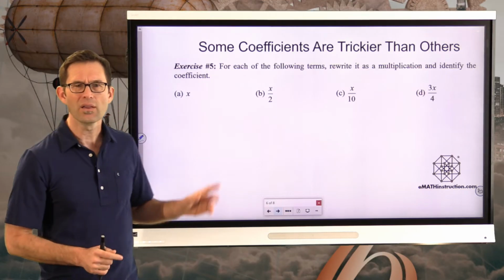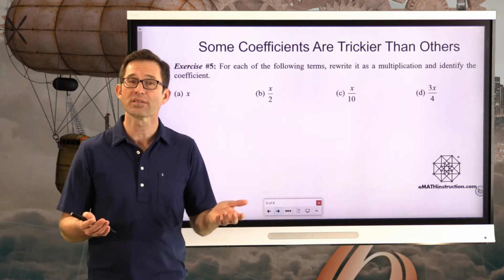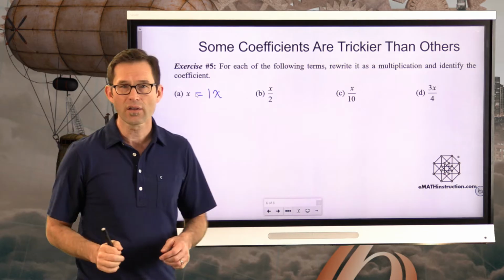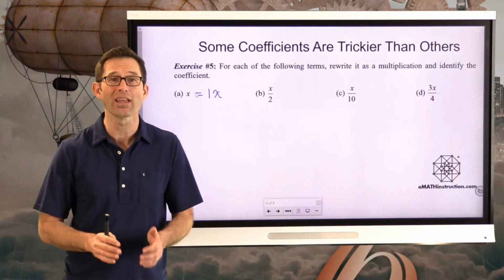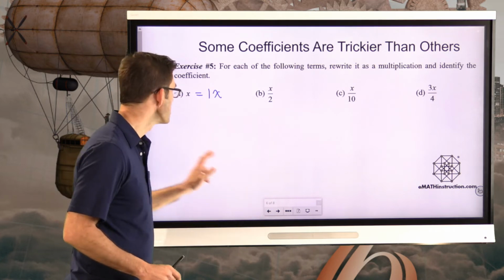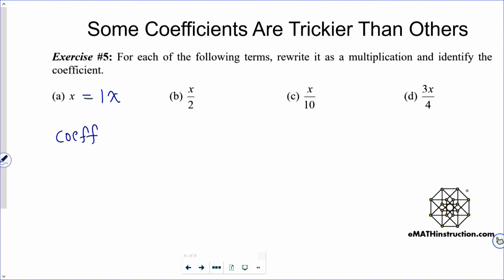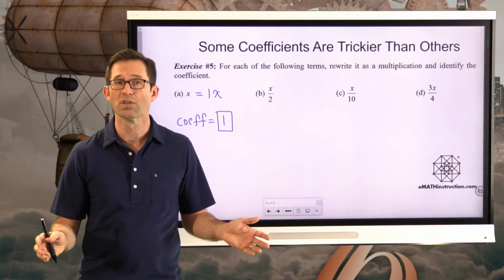All right, so you might look at this one and go, x, there's no coefficient there, except that we can rewrite x as 1 times x. Right? Because clearly 1 times x is just x. 1 times any number is that number. So 1 times x is the same as x, and then that leads us to conclude that the coefficient here is equal to 1. Any variable that's just hanging out by itself, its coefficient is 1.